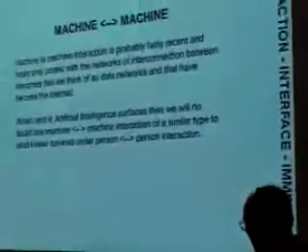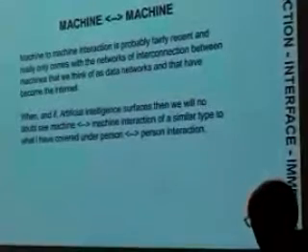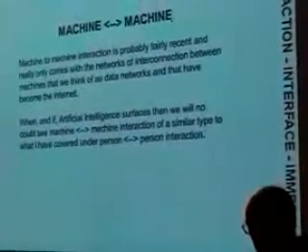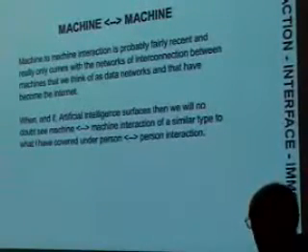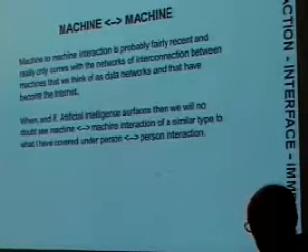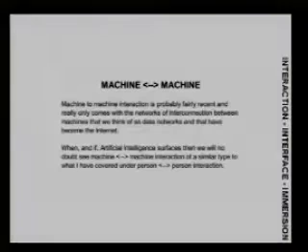Machine-to-machine interaction is probably fairly recent and really only comes with the networks of interconnection between machines that we think of as data networks and that have become the internet. When and if artificial intelligence surfaces, then we will no doubt see machine-to-machine interaction of a similar type to what I've already covered under person-to-person interaction.